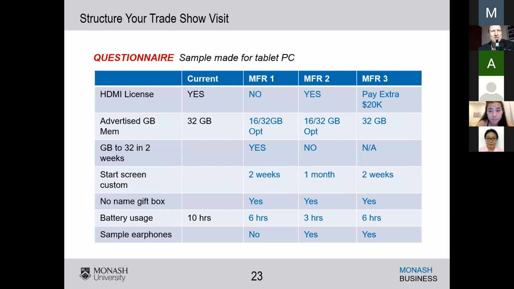So it has the highest resolution, of course, and it has the highest gigabytes, and also the start screen customization is shortest, 2 weeks, okay. And also it can hide the HDMI license, just pay another 20K, and yes. The battery usage is also the longest. So yeah, it's the best solution, I think. That's number 3. All right.